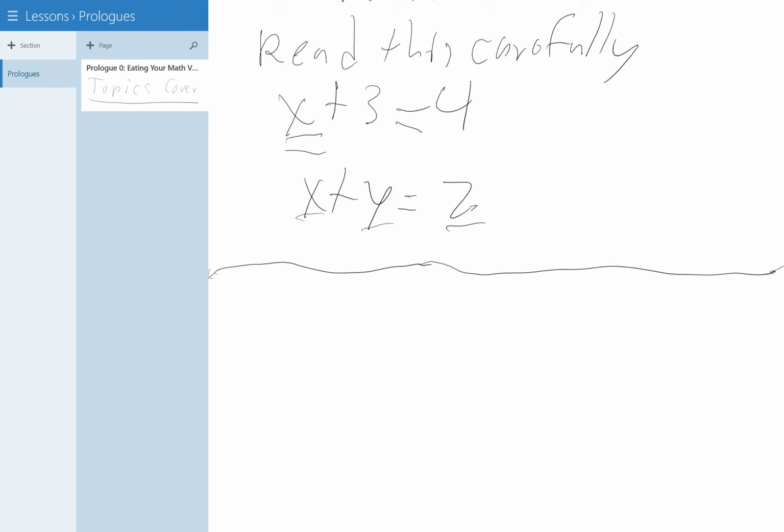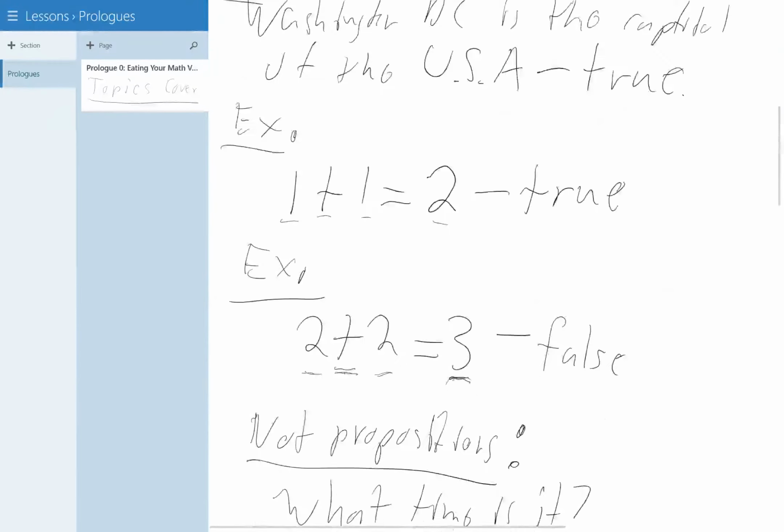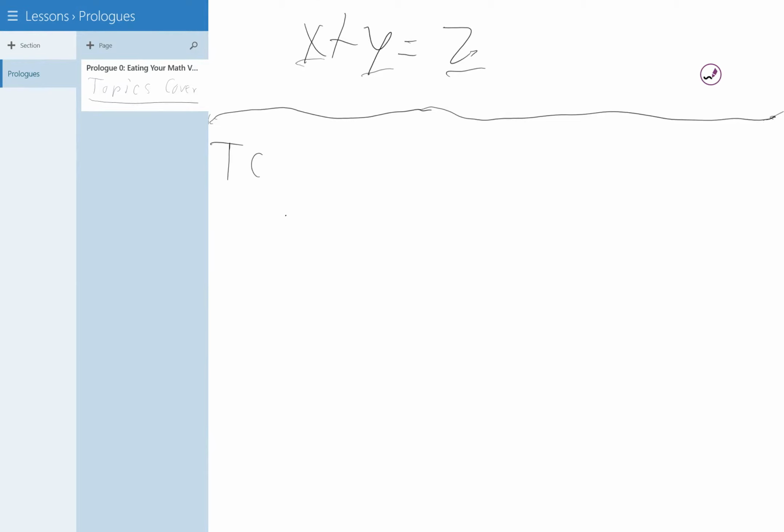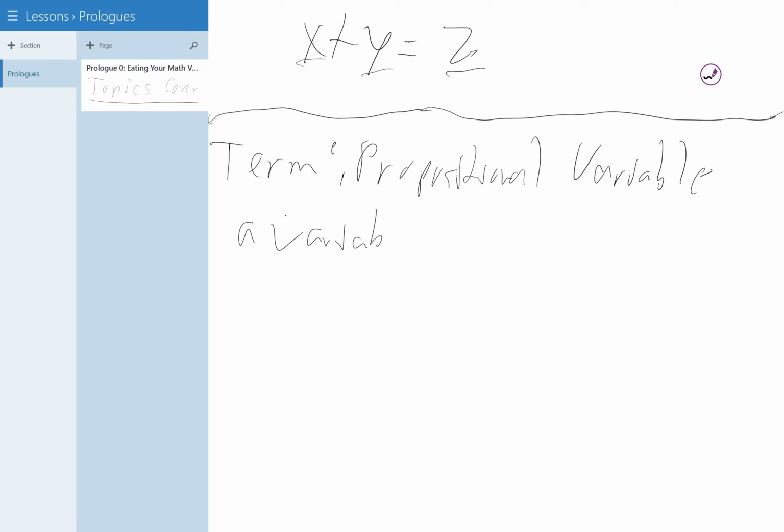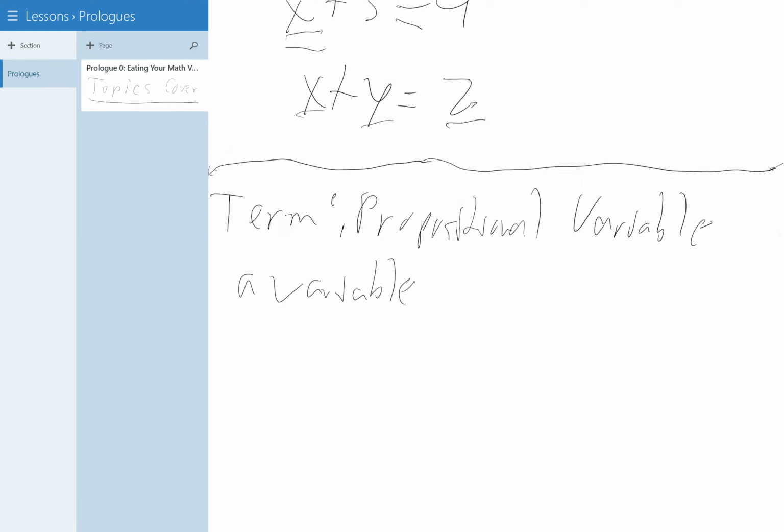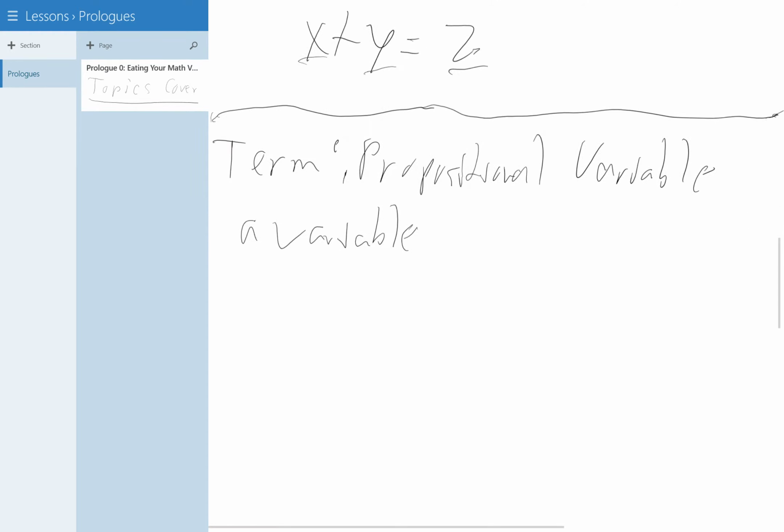Another term. Okay, proposition. So another term that we'll have is propositional variable. Okay. So what does that mean? A propositional variable is, as it's stated, a variable. Just what is a variable? A variable is something that can take on many different values, like you saw the x, y, and the z. It's just a symbol that can take on many different values. That's a variable, right?